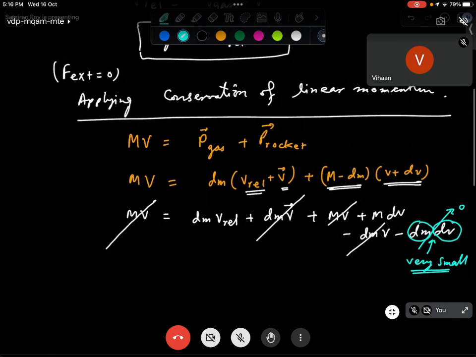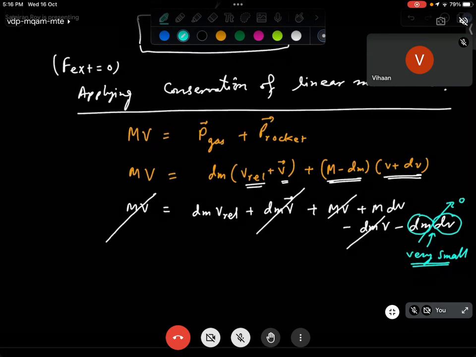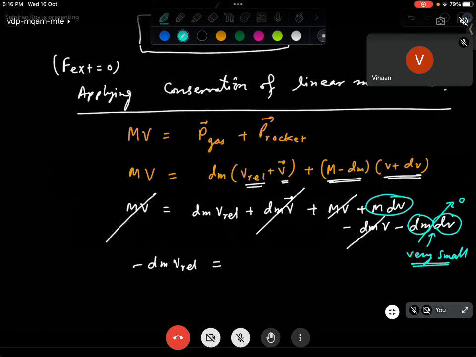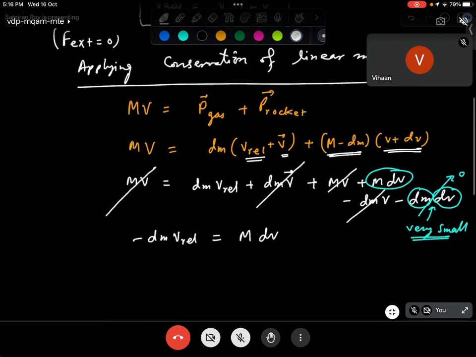So now what can I write? I can write minus dm into v relative equal to what? I am left with only this one term, M dv, correct? M dv. Okay, is that clear? Is that clear, all of you?